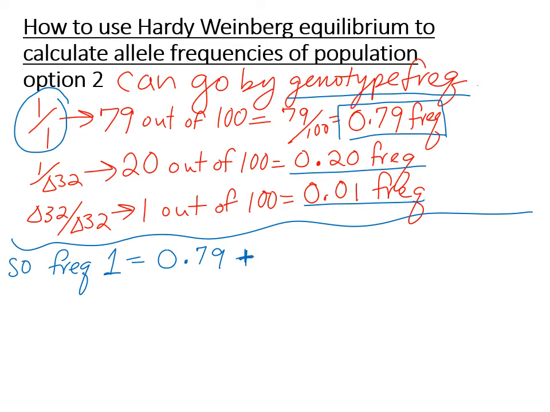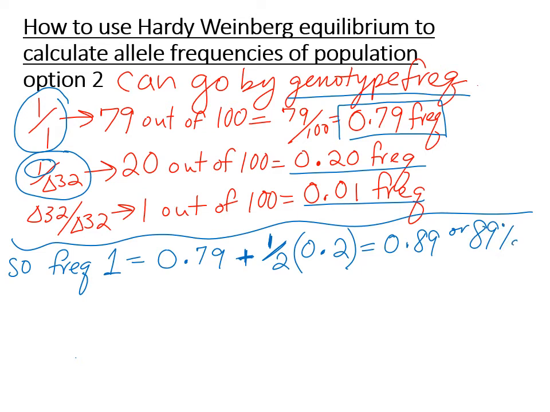Then where's the next genotype that you see allele number 1? The second genotype, but what do you notice about it? Only half of that is allele number 1. So you now say plus 1/2 of the frequency of the heterozygote, which is 0.2. That gives you 0.89 or 89%, which we already knew from our previous calculation, 89% is the frequency of allele 1.